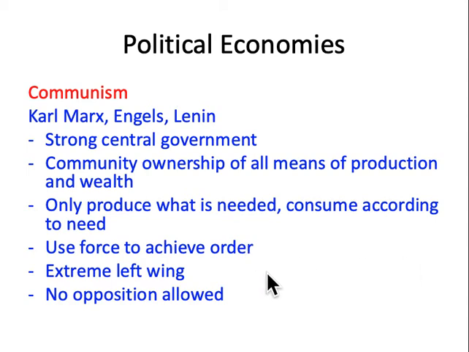Yes, the force to achieve order, no opposition allowed, those are problematic things, not democratic at all, not for the people. The people don't get a vote, so that's bad. But some of the other things are actually good, but are seen as bad because of what negative individuals at the top may do. So it's very important to see the theory or the idea in itself versus, and take it away from the people who may corrupt the idea.